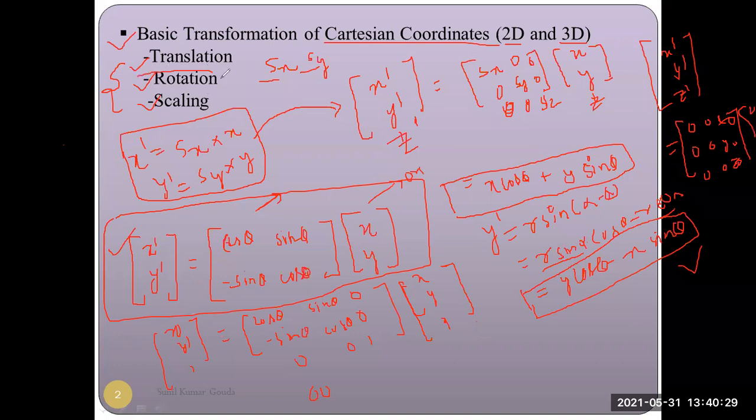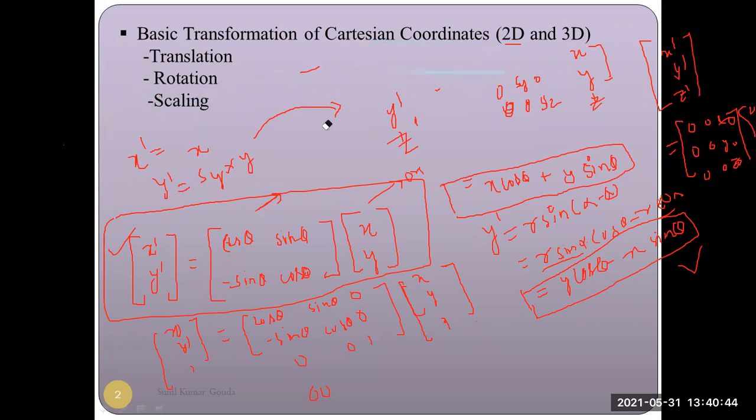But in the case of rotation, there is a slight difference. In rotation, what will happen? Now you have to rotate with respect to the x-axis, with respect to the y-axis, and with respect to the z-axis. So these are some basic properties of translation. Now the problem comes.